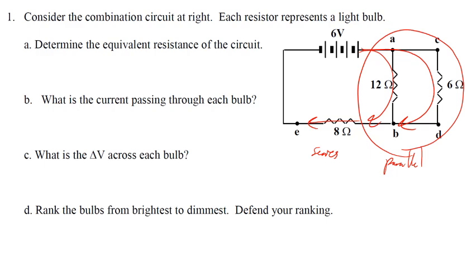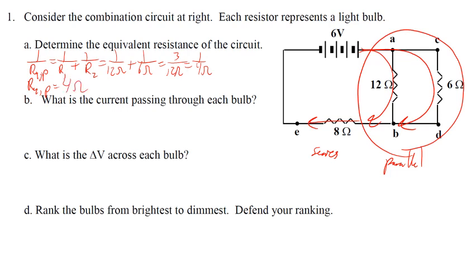Now we want to find the total resistance. Total resistance means that we're going to say that all of these together have a resistance. To find parallel, you're going to add up the reciprocals. Doing that, we get 1 over 12 ohms plus 1 over 6 ohms. Knowing that, we can add those up. We get 3 over 12, or 1/4, which means that the parallel resistor is 4 ohms.